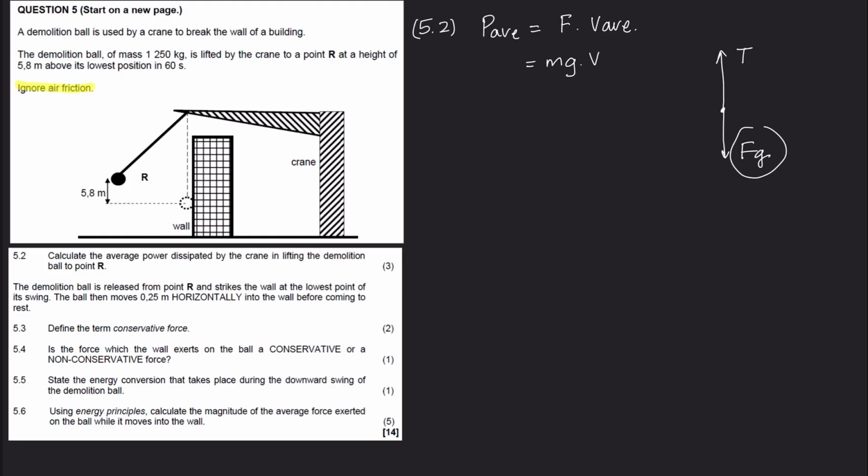and V average. The mass is 1,250. Gravity is 9,8. And now for the velocity, well, we know the distance that it was lifted. We know the time that it took to lift. So we can work out the average velocity using distance over time. 5,8 divided by 60. And that's equal to 1,184,17 watts.